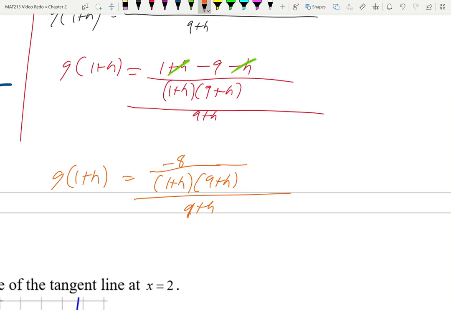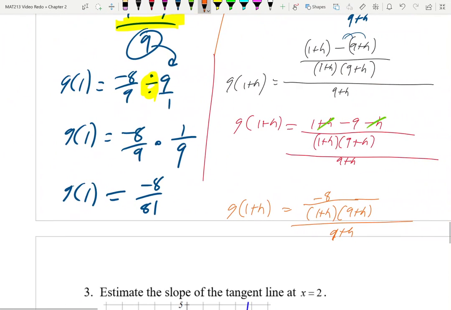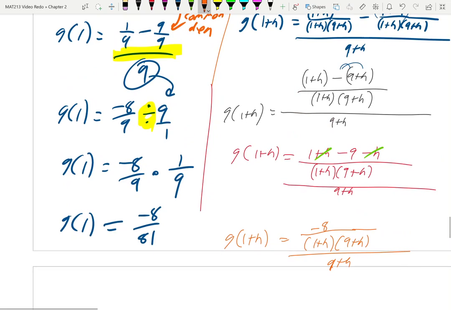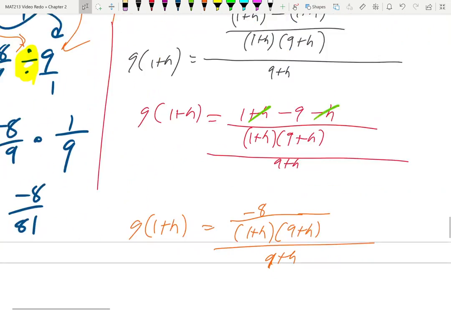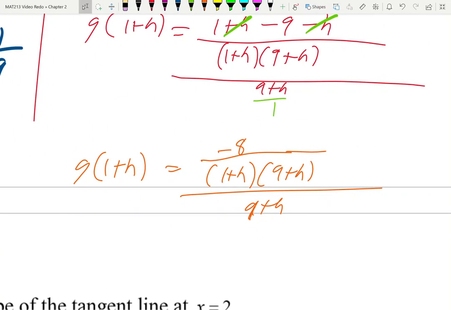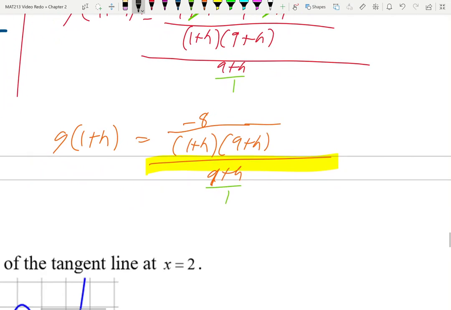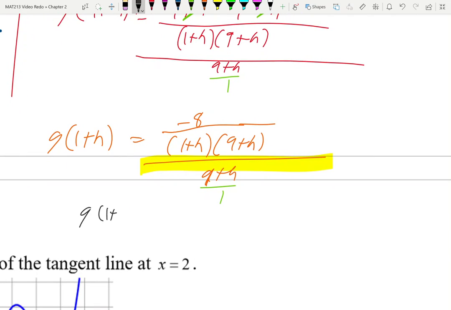Now, the last question is, is there any more simplification? Well, remember in the last problem, I said, wait a second. This fraction line, I'm going to write that as division. And this 9 that's in the denominator, I just write it as 9 over 1, right? So I can look at it as a fraction and a fraction. So we're going to do a similar thing. This 9 plus h, we're going to call this 9 plus h over 1. And this big middle division line, we're going to rewrite that as g of 1 plus h equals negative 8 over 1 plus h times 9 plus h divided by 9 plus h over 1.